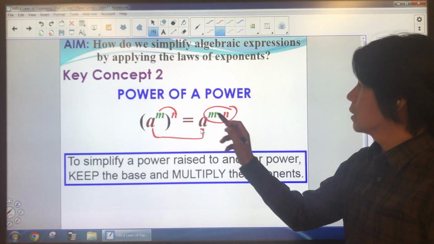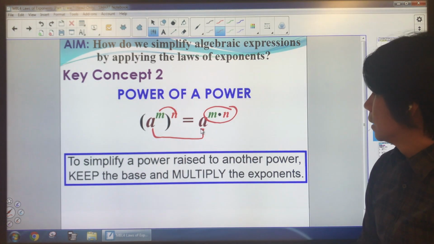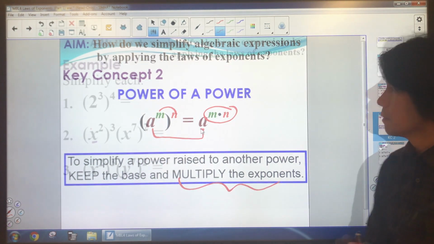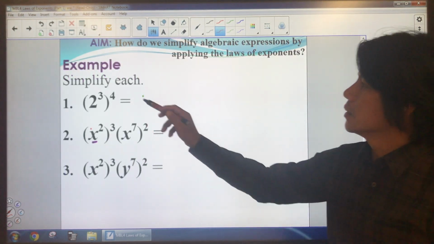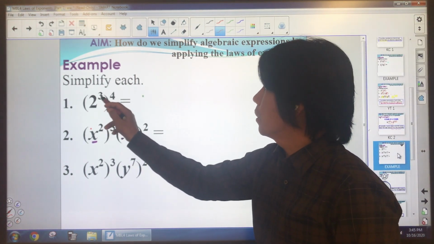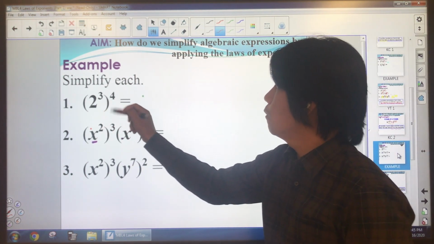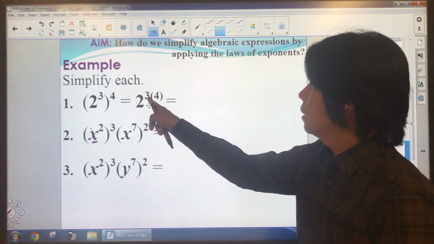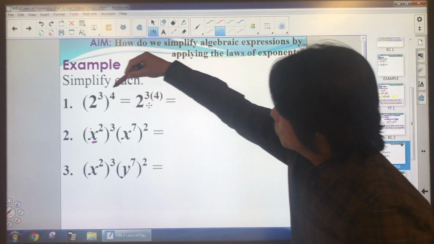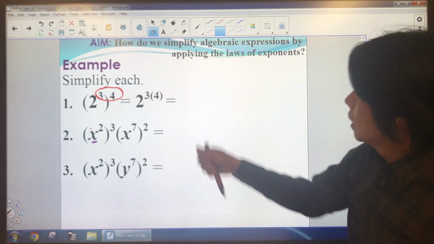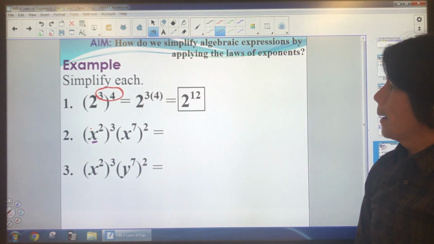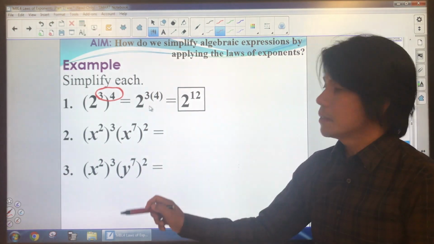Alright, the power times the power. It says here, multiply the exponents. Now let's have an example. It says simplify 2 to the third raised to the power of 4. The answer is 2 to the third times 4. So we're multiplying these exponents. That gives us 2 to the 12. Right?